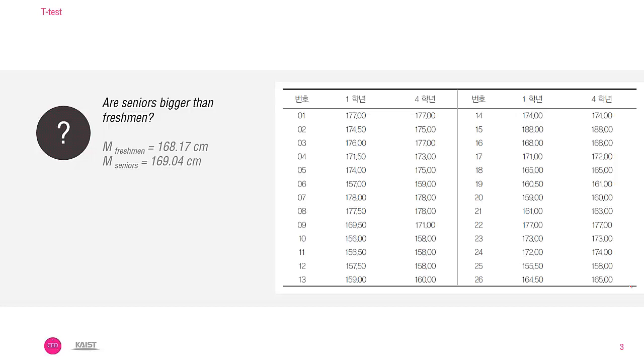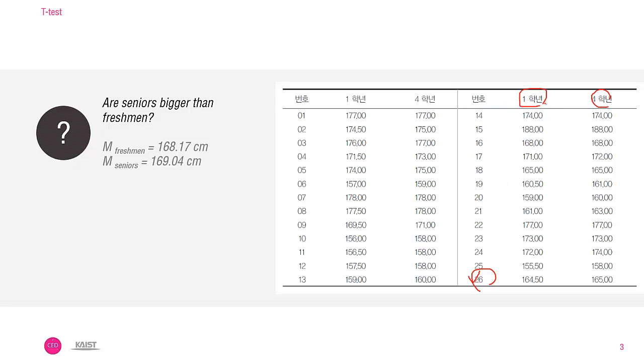Then this is another situation. Let's consider you have 26 freshmen and 26 senior students in your classroom. The number 26 here is just a coincidence. Basically, the two groups are independent.